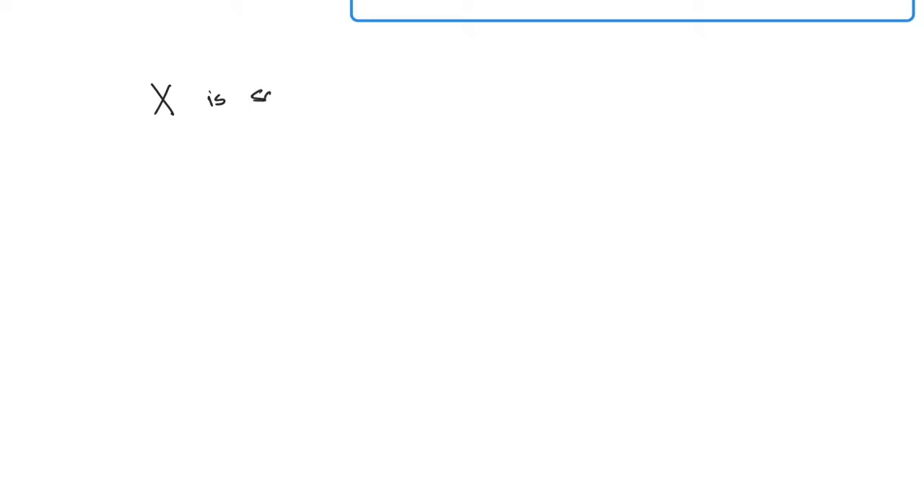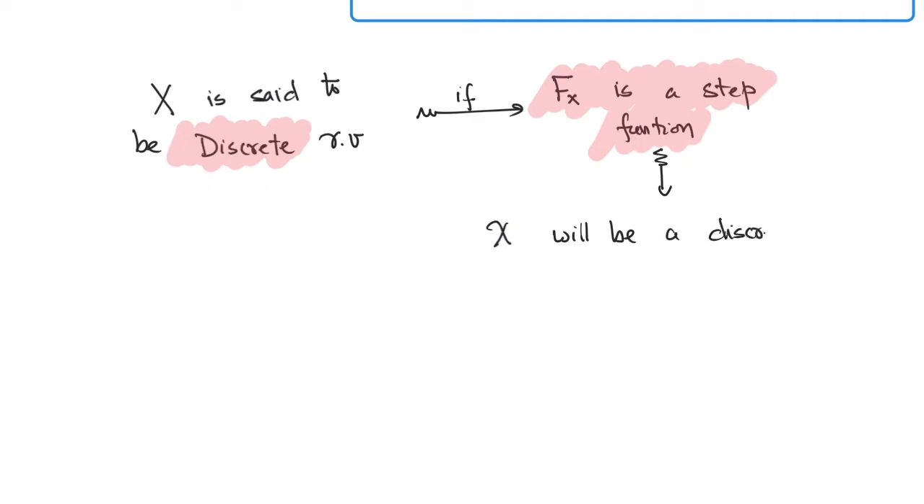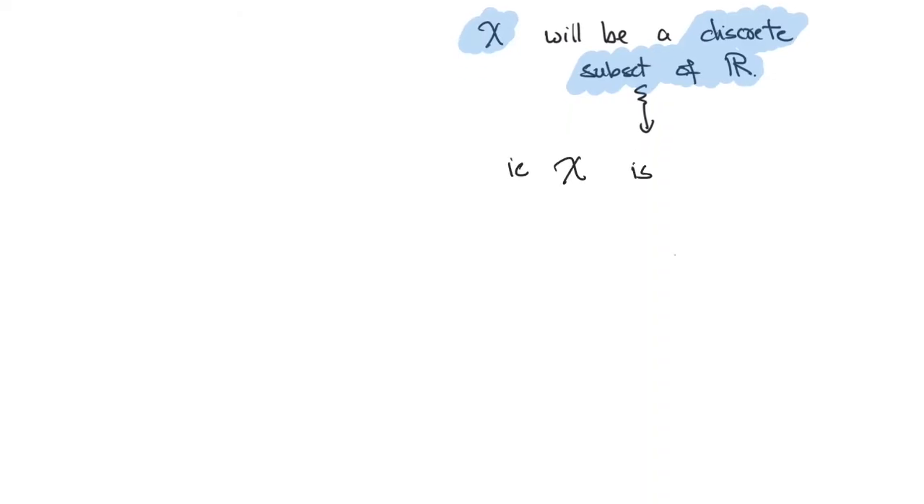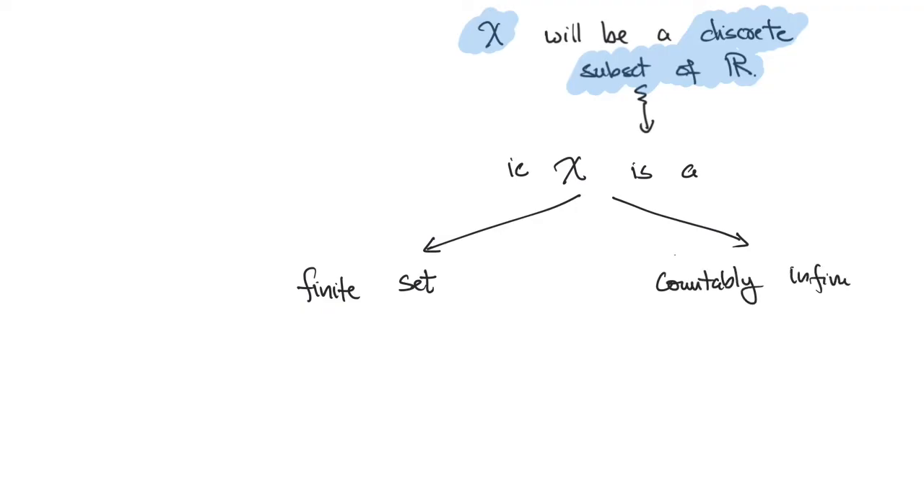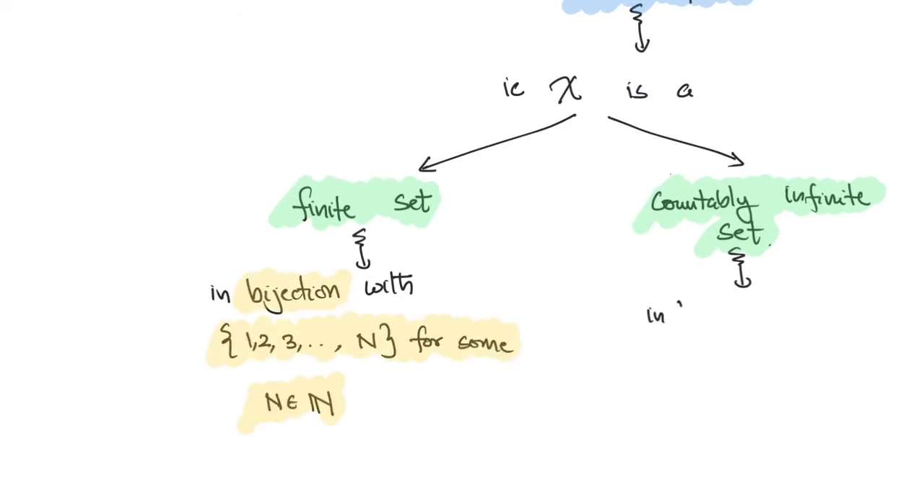X is said to be a discrete random variable if the CDF, the cumulative distribution function of X, is a step function. In this case, script X, the set of values of X, will be a discrete subset of R. That is to say, script X is either a finite set or a countably infinite set. Finite sets are in bijection with 1, 2, 3, up to capital N for some fixed capital N in the natural numbers. On the other hand, countably infinite sets are sets that are in bijection with the set of natural numbers.